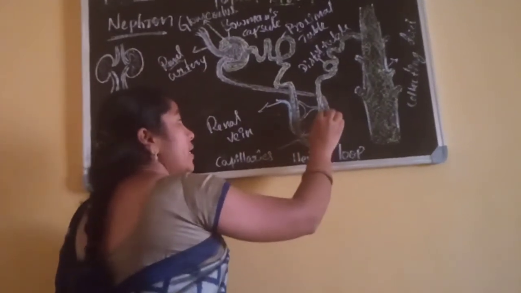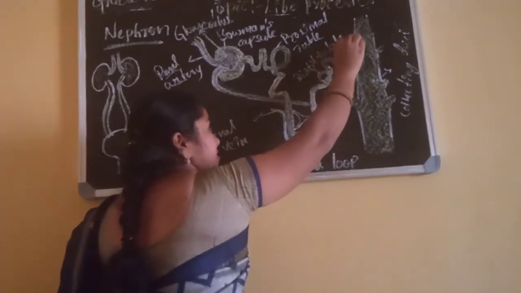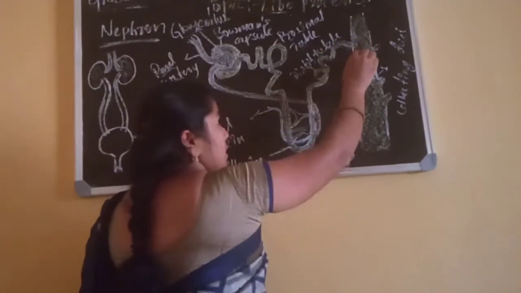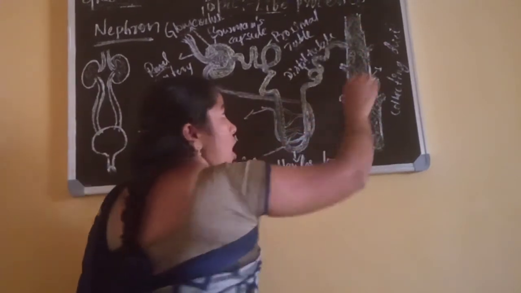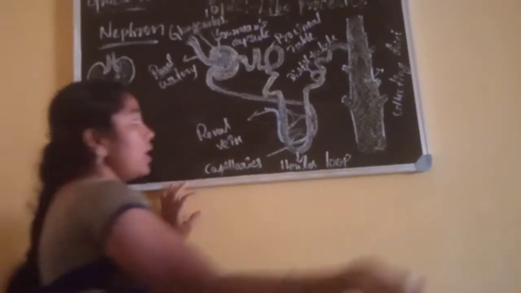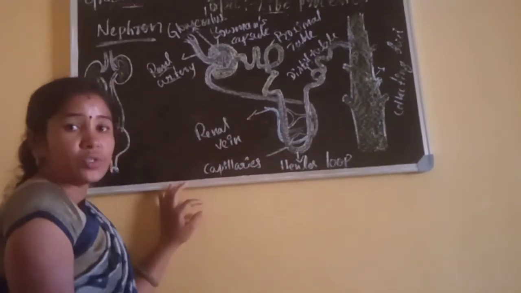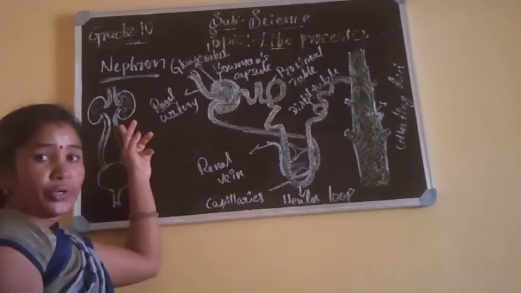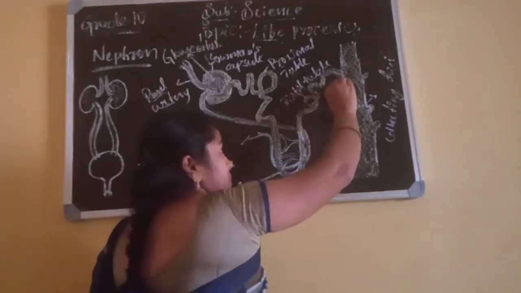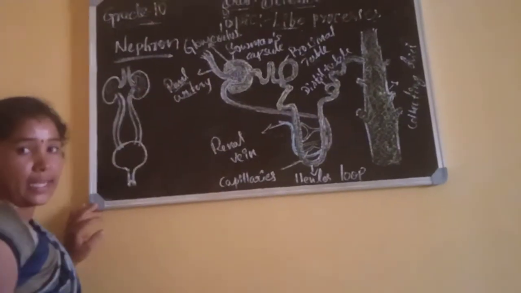Then the remaining urine moves to the distal tubule. Then it is finally connected to the collecting duct. From this collecting duct, all the urine from all the nephrons is collected. Many nephrons are associated in each kidney, as I told you. Is it right? Like that, from all nephrons, the urine is collected in the collecting duct. Like that, urine is formed in the kidney.